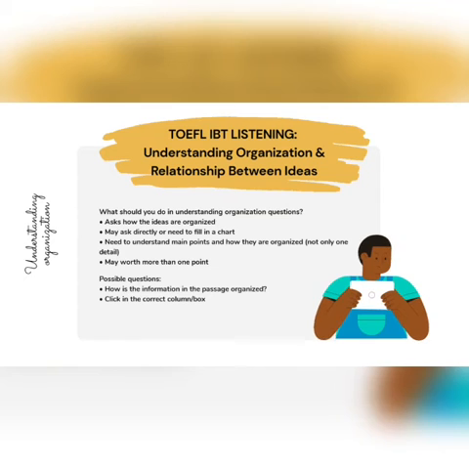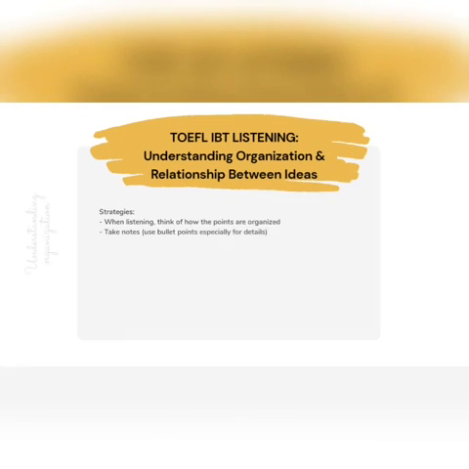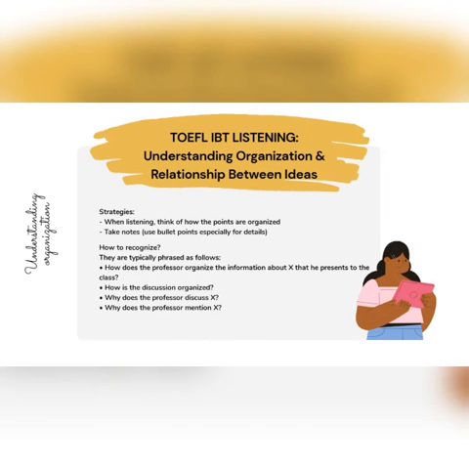So in understanding organization, there are many possible questions. Here, there are 2 possible questions in understanding organization. First is, how is the information in the passage organized? And the second is, click in the correct column or box. There are 2 strategies in understanding organization. The first is, when listening, think of how the points are organized. And the second is, you may take notes. Here, you can use bullet points, especially for details.